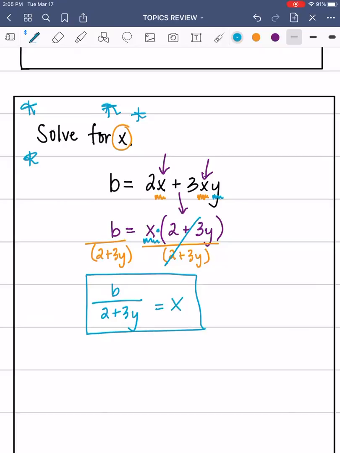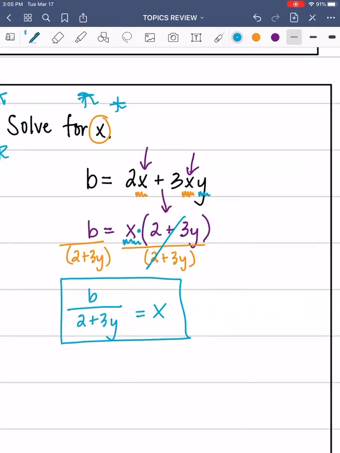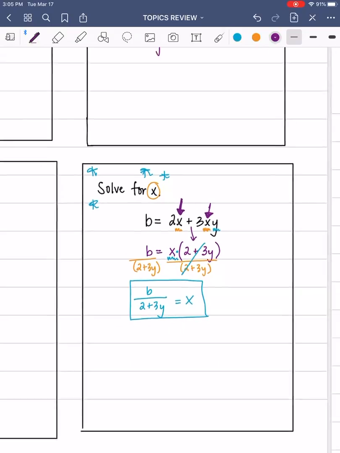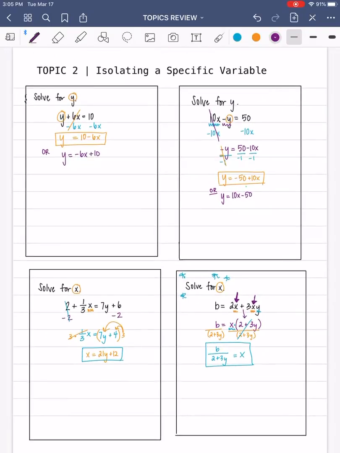Kind of weird, right? But that's called factoring it out. So we were able to do that because both of these terms over here had an x in them. So you might want to go back and watch that in slow motion. But that is solving for a specific variable. So pay really close attention to the instructions about which variable you're trying to get by itself.